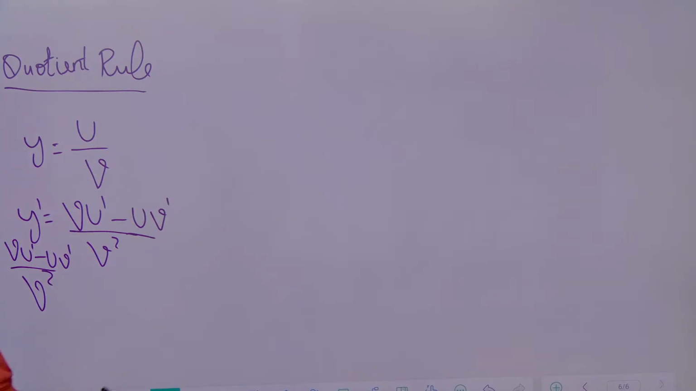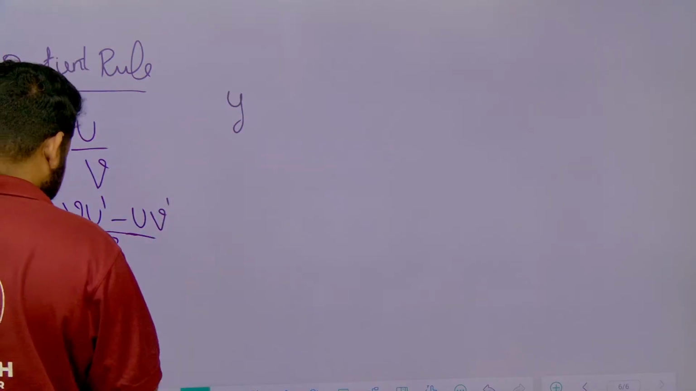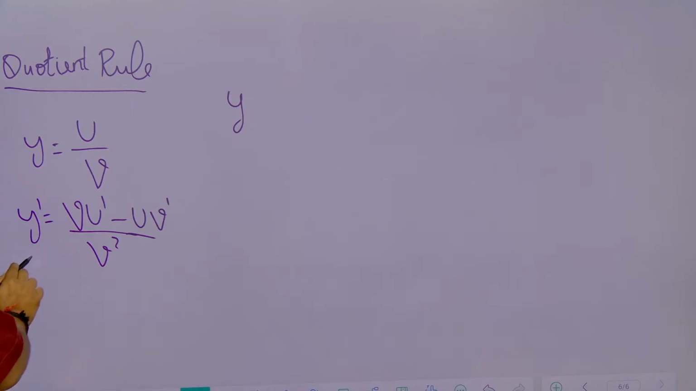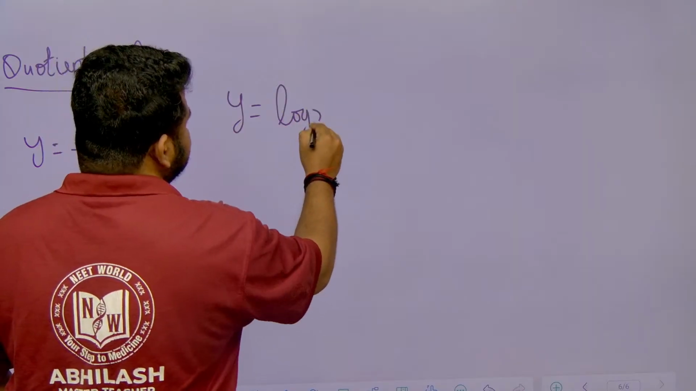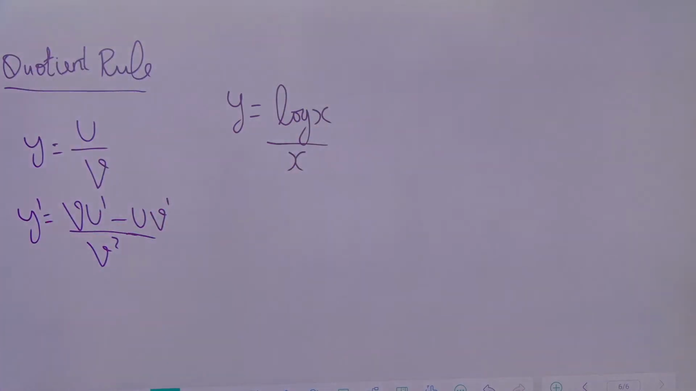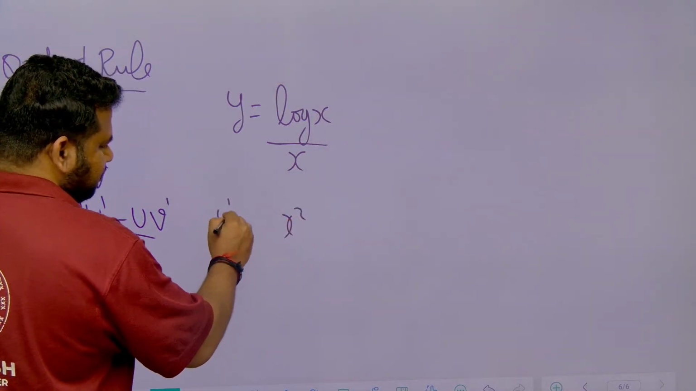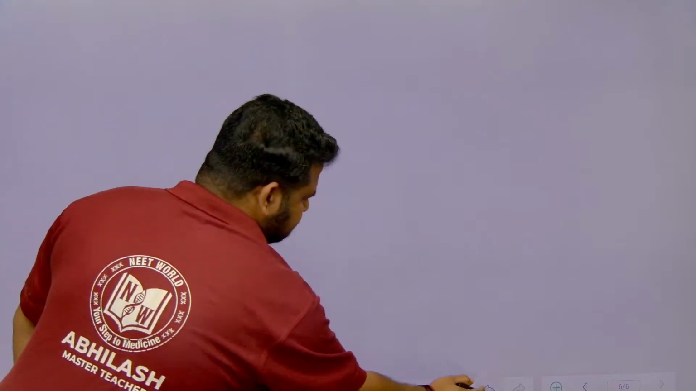Suppose a function is given like this. Write down the formula. Some function is given like this: log x by x. First step, first square the denominator. x square will come here. So y dash will become what? The denominator will have x square.